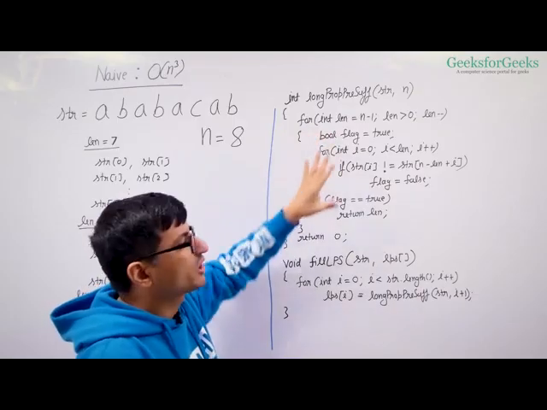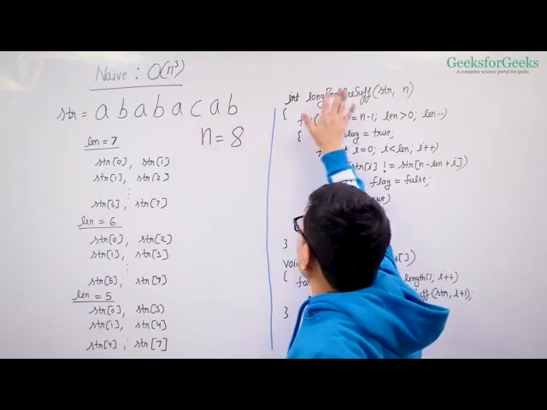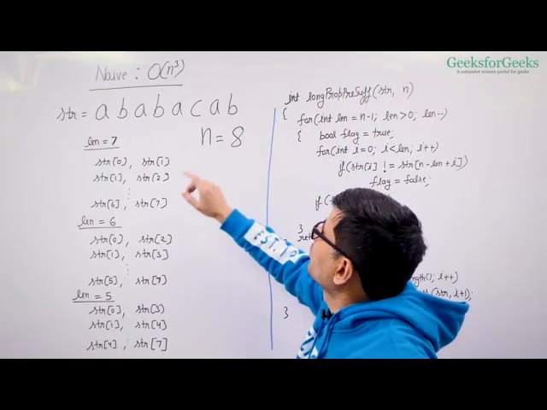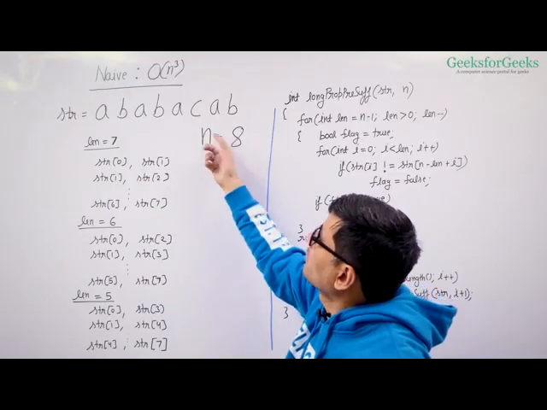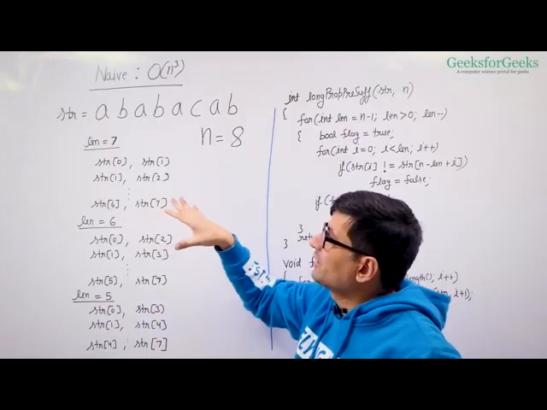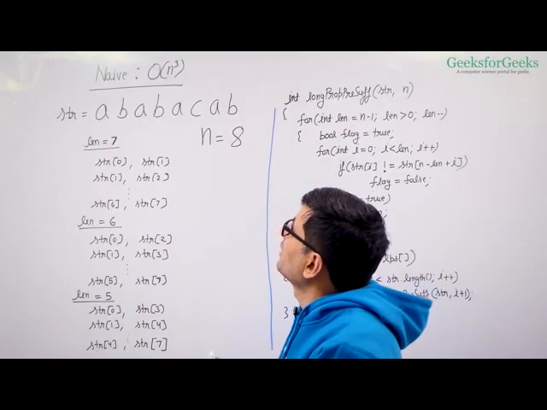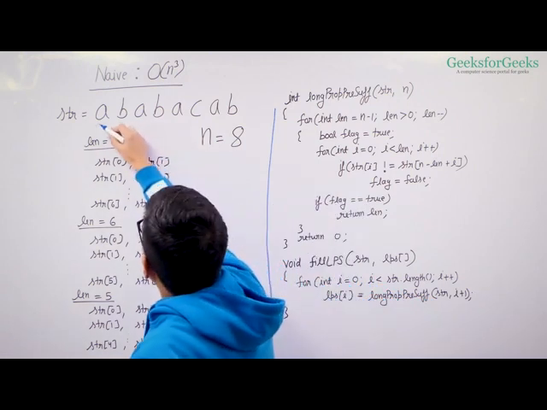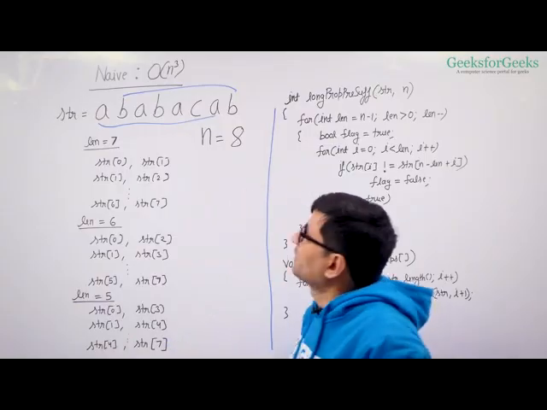Now, how does this logic work? This part is explained here. Suppose we pass this string to this particular function. It is going to start from length 7 because the total length of the string is 8. So it tries 7 first, and then checks whether 7 is a potential answer. When you are checking for length 7, basically you need to compare this string with this string.